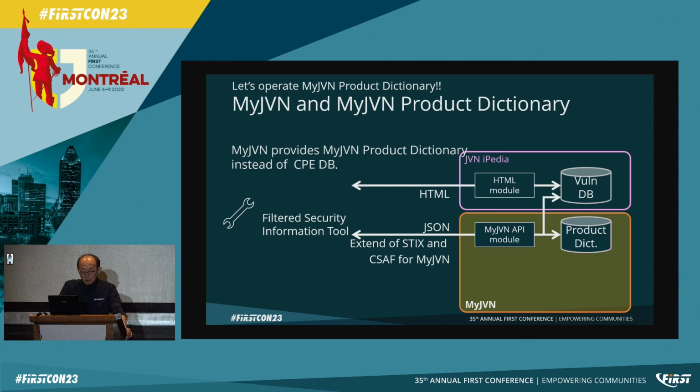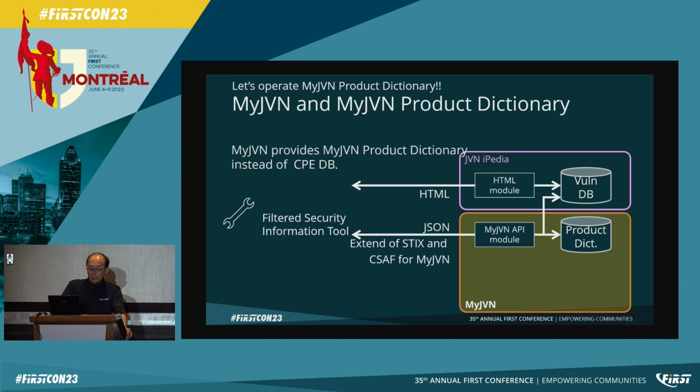Let's now discuss the description of MyJVN and MyJVN Product Dictionary. MyJVN is a platform that offers a range of services related to vulnerability management and security information. One of the key components of MyJVN is MyJVN Product Dictionary, which serves as an alternative to the CPE database for the filtered security information tool. MyJVN Product Dictionary within MyJVN provides security information for improved filtering.